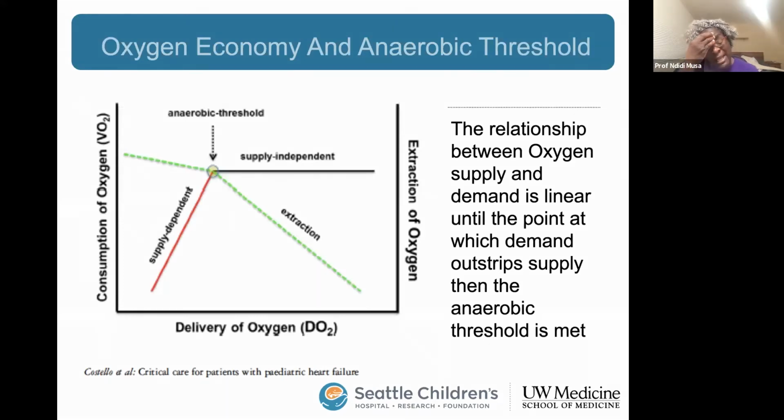So if you plot oxygen delivery against oxygen consumption, there is a linear relationship up until you get to the point where demand outstrips supply. So demand and supply. So demand is consumption, supply is the delivery. So there is a supply dependent portion on the curve. And then when you get to the anaerobic threshold, when demand outstrips supply, it becomes supply independent. So you're extracting more than you can actually deliver.